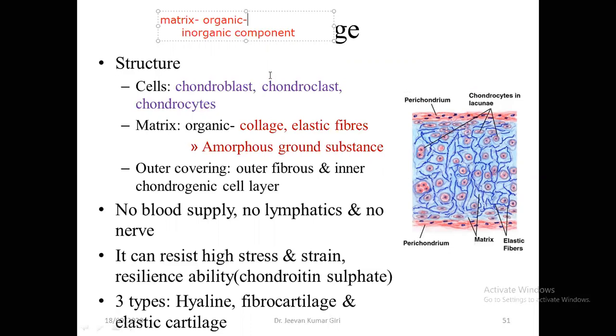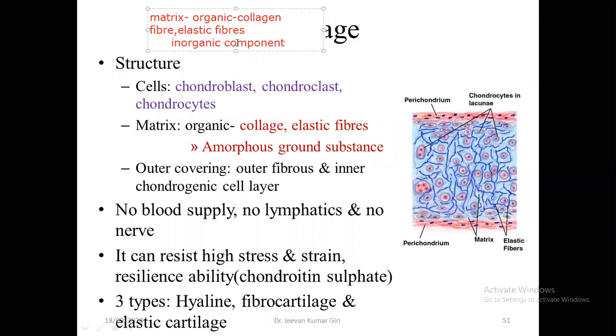Okay, just write here collagen fiber. Okay, N is missing here below. Then the next is the elastic fiber. This elastic fiber you will find in elastic cartilage. Collagen fiber you will find in hyaline and fibrocartilage. Okay, while reading the types you will get to know. Now the next, that is the inorganic component, which is formed by the amorphous ground substance. Okay, so these are the matrix components of the cartilage.